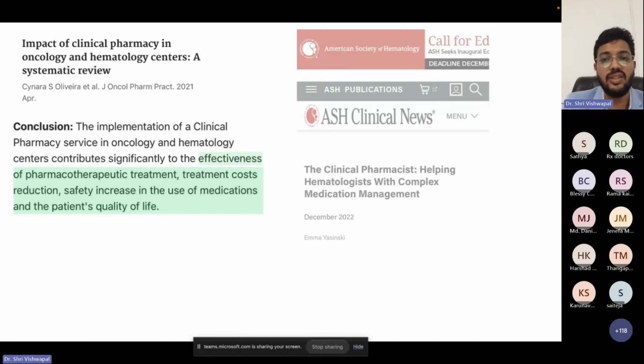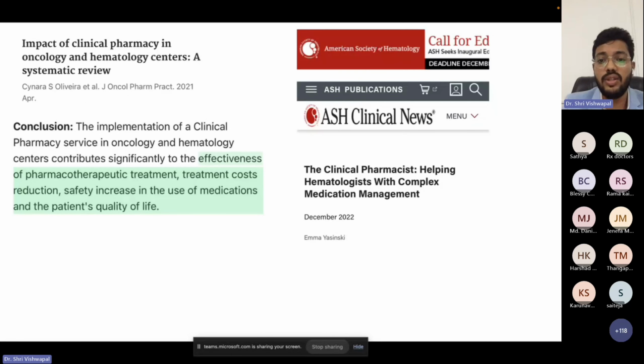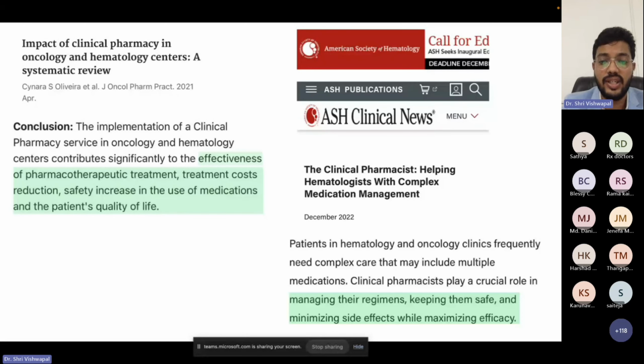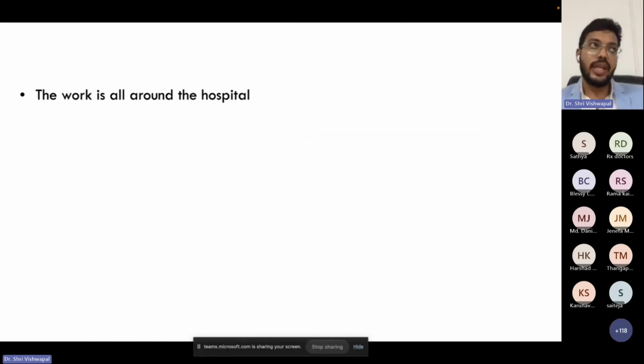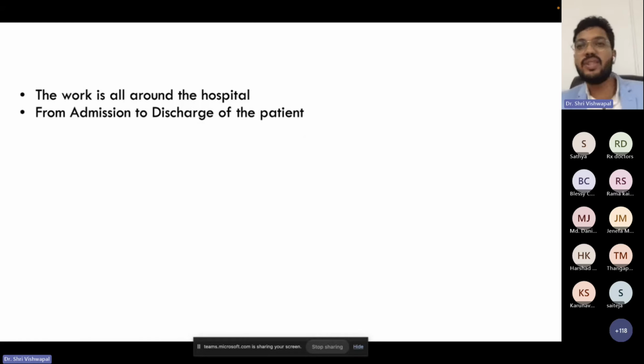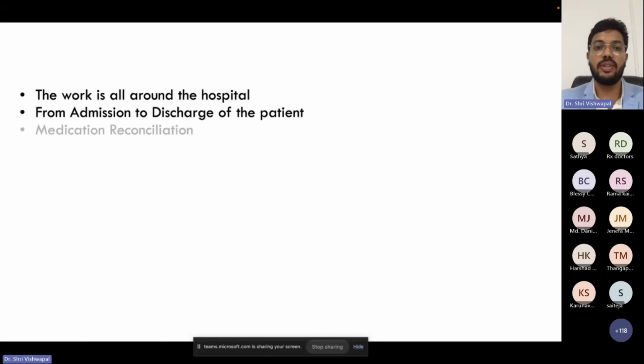And another article from ASH, American Society of Hematology, suggests that clinical pharmacists play a crucial role in managing the regimen, keeping them safe and minimizing side effects. So these two articles mainly focused on the side effects, so I'll just discuss the side effects. What is the major role of clinical pharmacy in the side effects? The first one: our role is all around the hospital, in the sense that it starts from admission to the time of discharge.